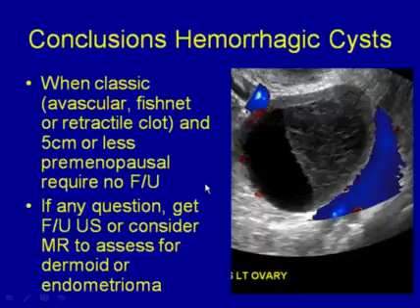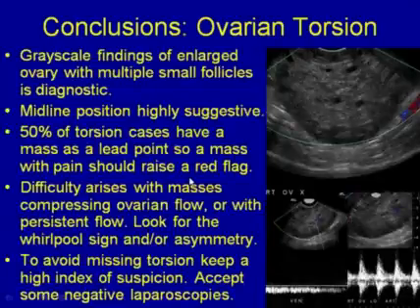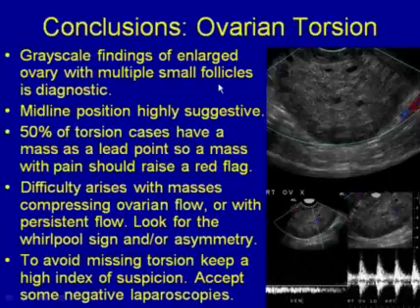So in conclusion, for hemorrhagic cysts, when they're classic, avascular, with that fishnet appearance or the retractile clot, and if they're 5 centimeters or less in a premenopausal patient, these require no follow-up, and you can send the patient confidently on her way without adding additional testing. If there is any question, consider a follow-up ultrasound to see if it resolves over time, or if there is more abnormality, some mural nodules, or something that you think may be a teratoma or an endometrioma, consider getting an MR in that patient.